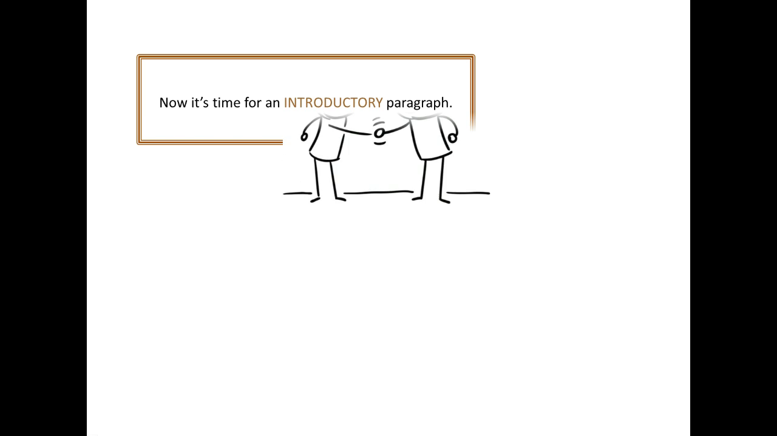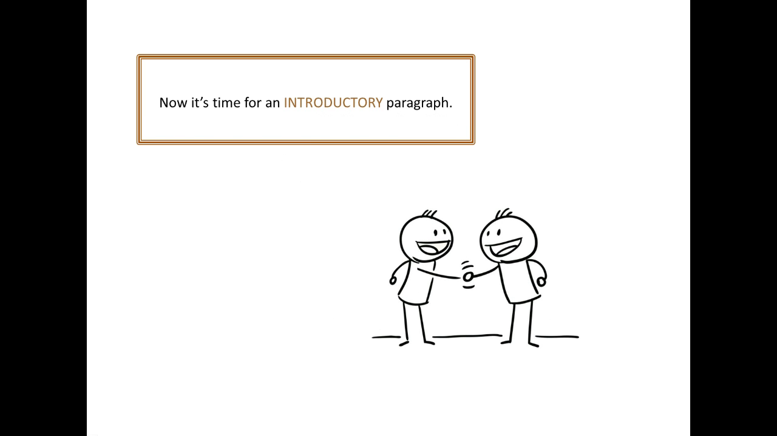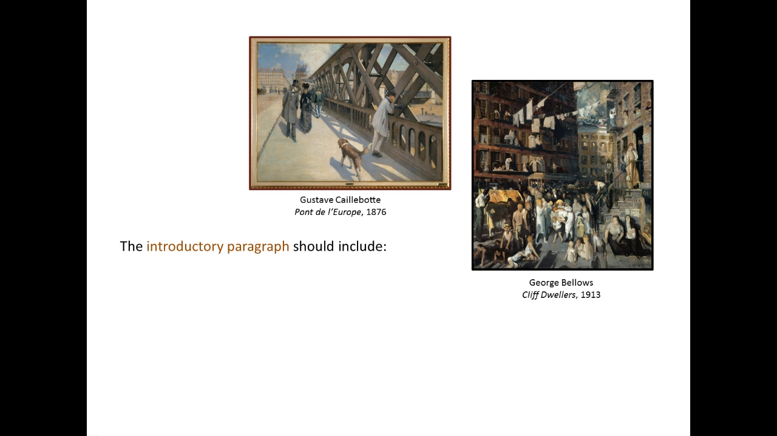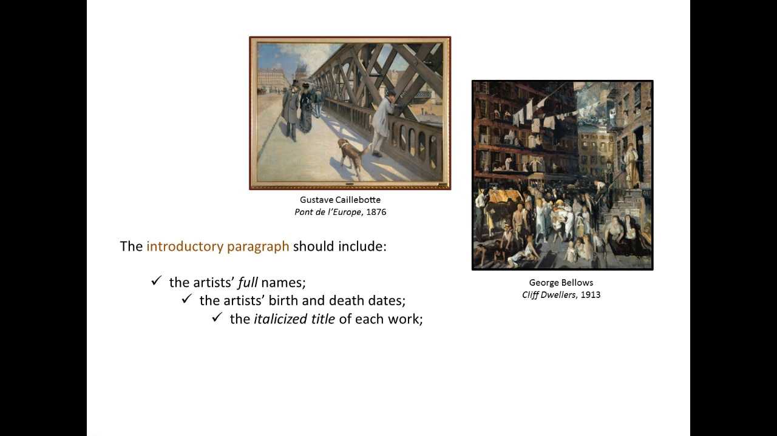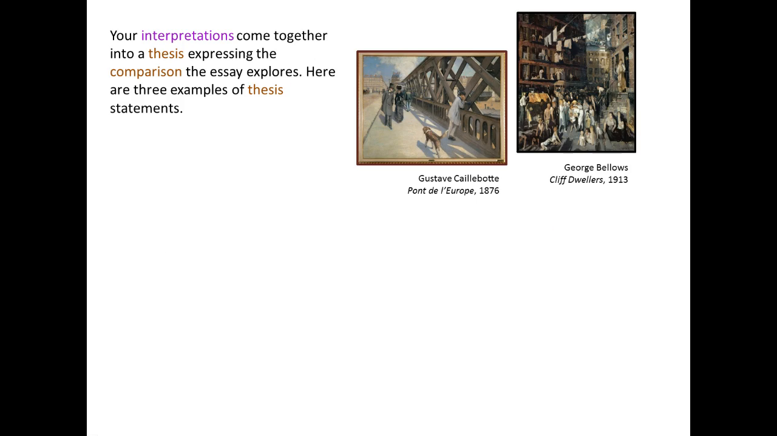Now it's time for an introductory paragraph. The introductory paragraph should include the artists' full names, the artists' birth and death dates, the italicized title of each work, and the date of each work. Your interpretations come together into a thesis expressing the comparison the essay explores.